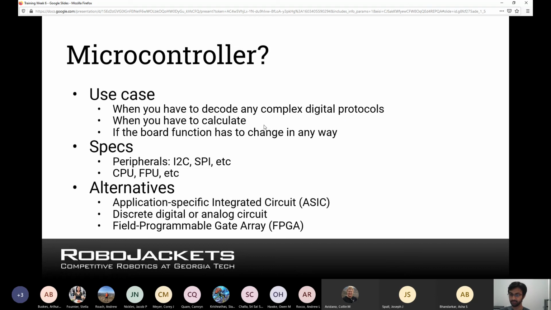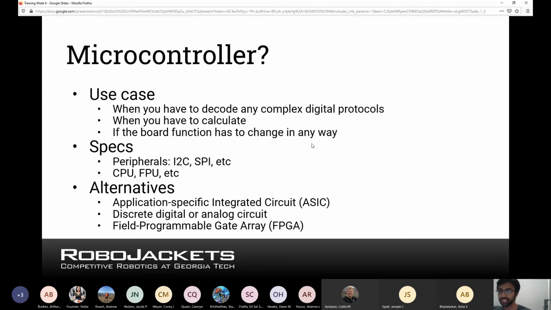If you need to perform any sort of calculations or processing, for example, if you need to do some math once you've got some sensor data, then a microcontroller would certainly be able to do that. And in general, if your board function has to change a lot, it's a lot easier to reprogram something, because code is free. It's easier to reprogram something than it is to disassemble a circuit and reassemble it in a new way if you have a hardware-based solution to the problem.